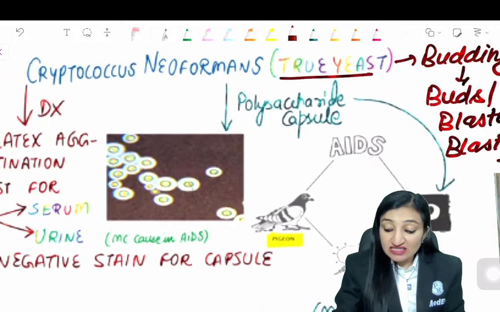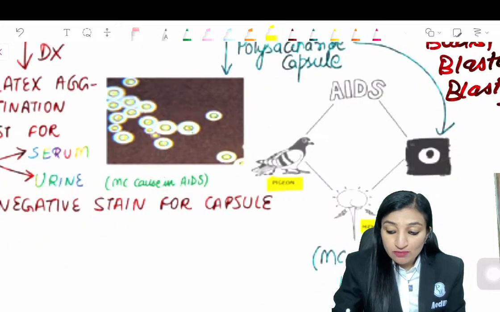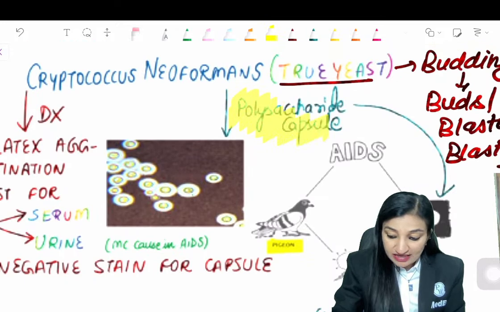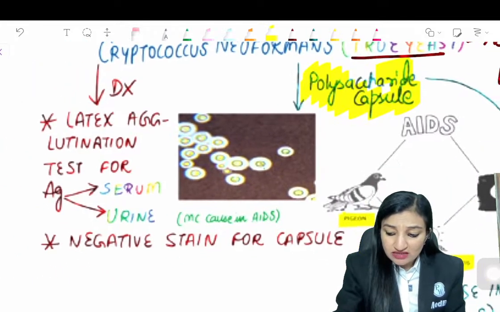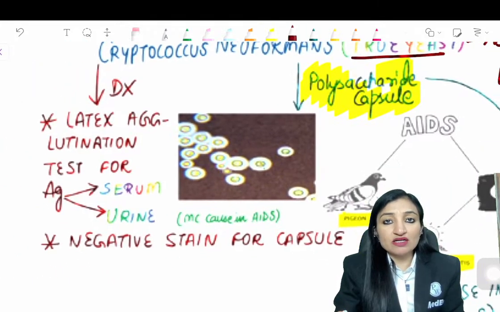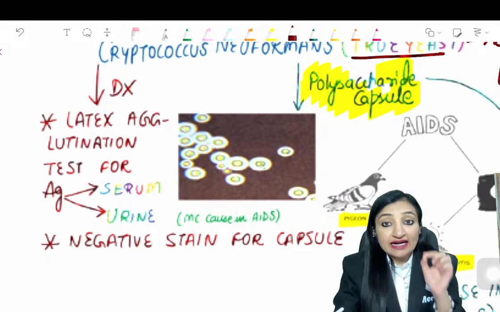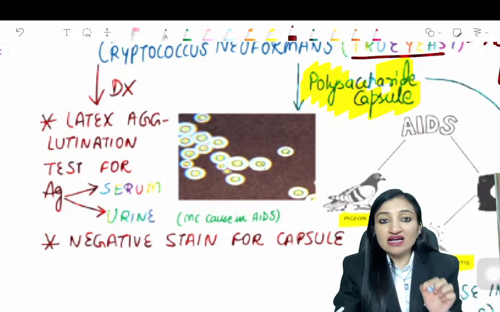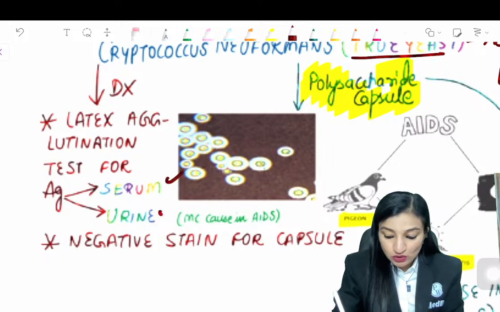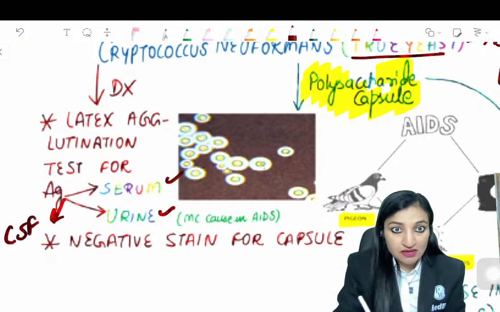Now, this is an example of a fungus which has a polysaccharide capsule. A very commonly used method for making a diagnosis is detecting this polysaccharide antigen by latex agglutination in serum sample, urine sample, and also CSF sample, of course.